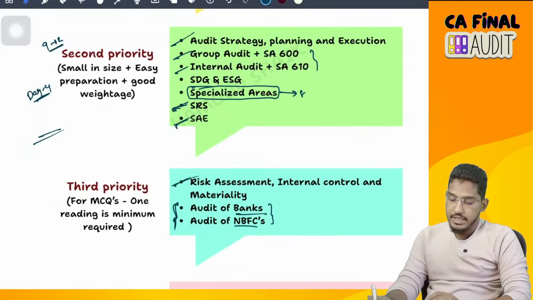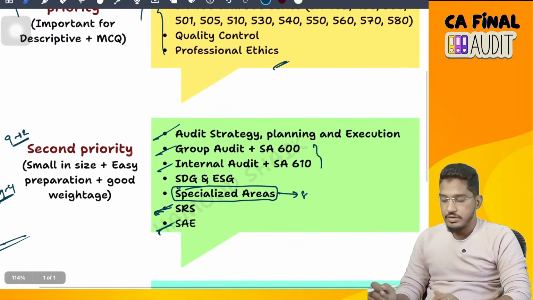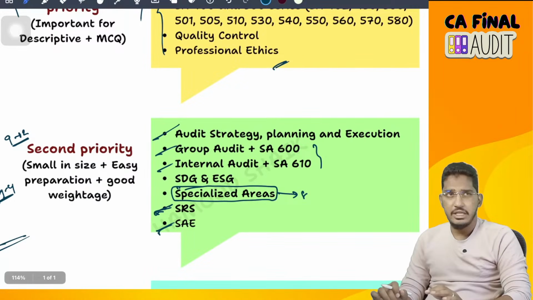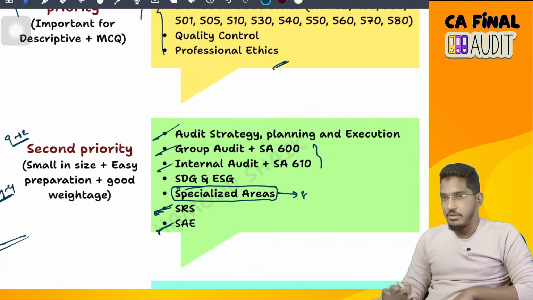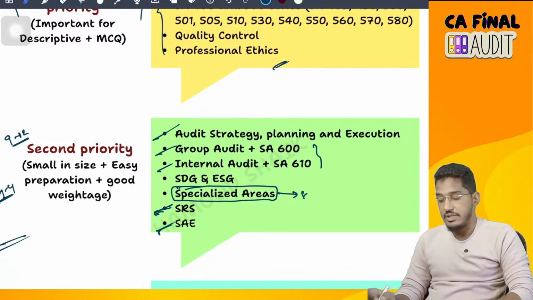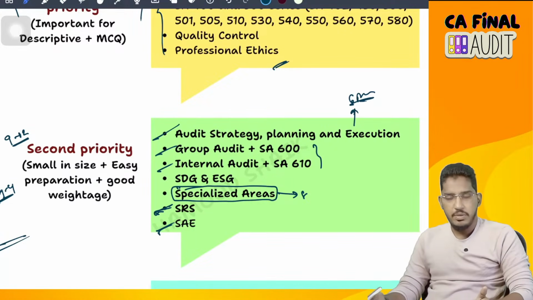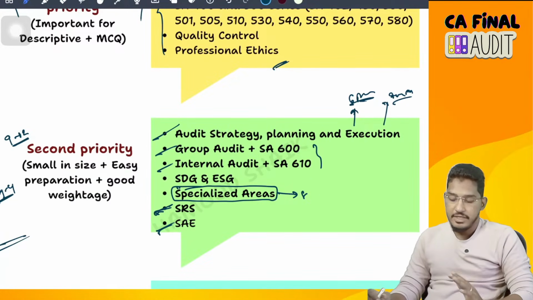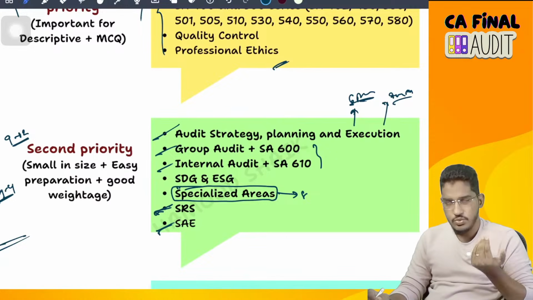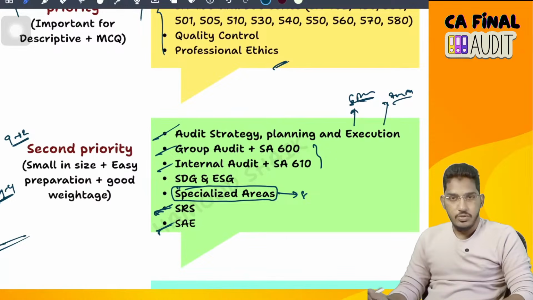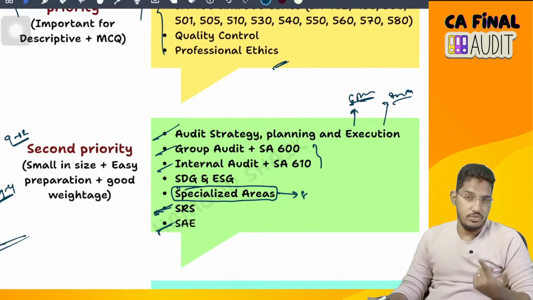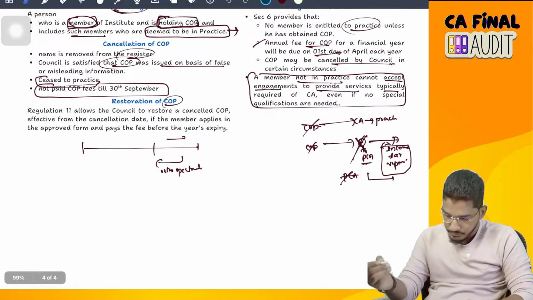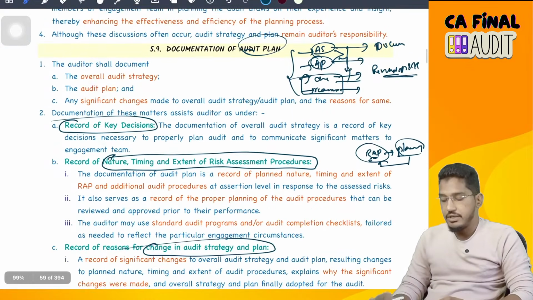This is why I have included it in the second category: prioritization. It is a small chapter. They might not ask a question every attempt. In a few attempts they have missed, but in the majority of cases they ask a question from this chapter, audit strategy, planning and program. If they ask it, there are very few pages, hardly six pages in the material. Small content, limited content, easy to prepare also. And if a question comes from this chapter, easily 4 to 5 marks you can fetch. So these are the kind of chapters which students generally ignore a lot, but this is where you fetch the marks if things go well. With this we have completed the audit strategy, planning and program chapter.